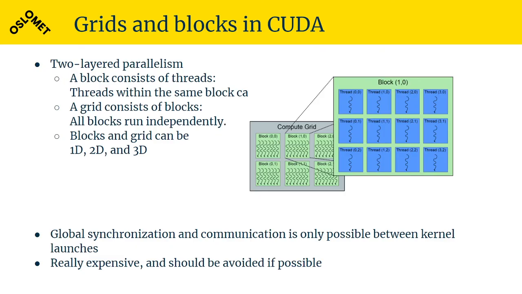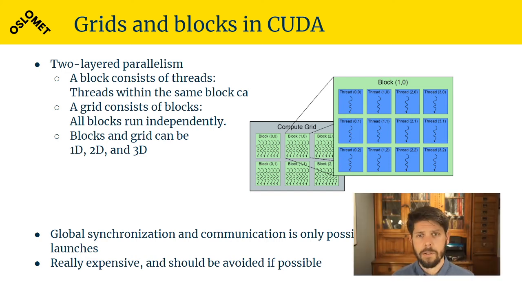And that brings us to the parallelism on GPUs. And on GPUs, it essentially looks something like this. We have a two-layered parallelism. So we have a block, and the block consists of threads. Each thread is a single element of your matrix. Think of it as that. So it's an I index and a J index.